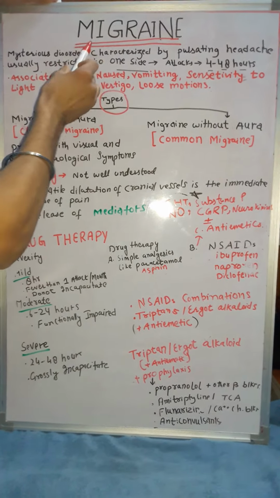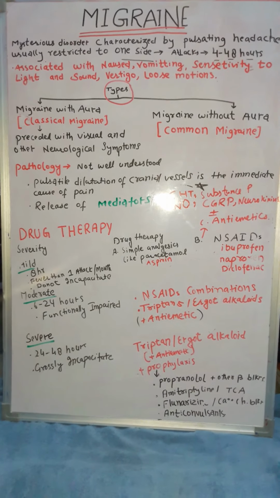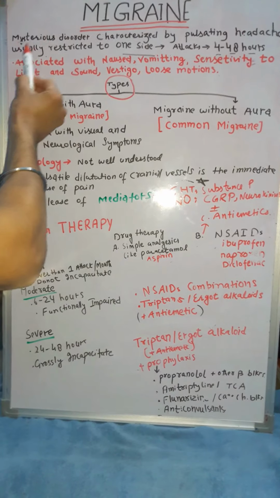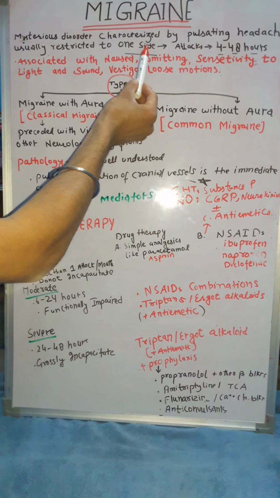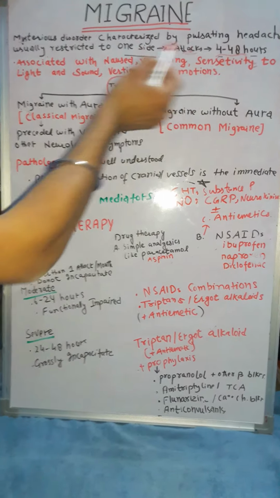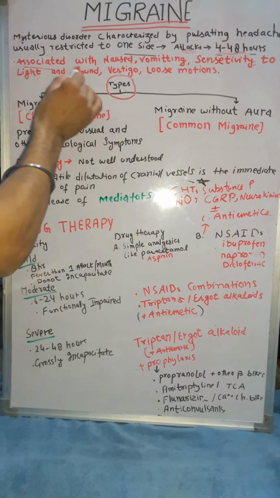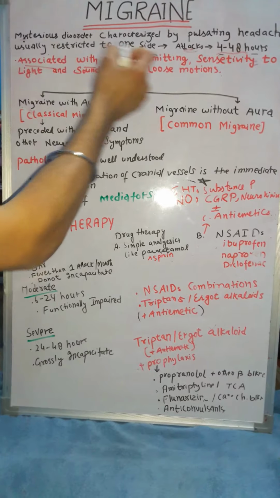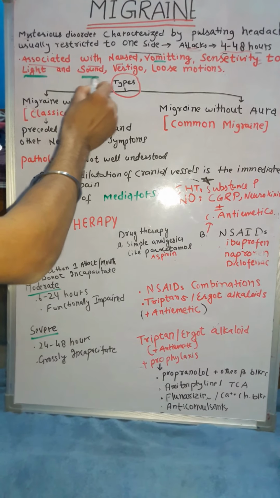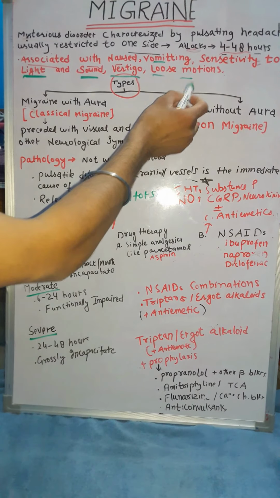So friends, today we are going to study about migraine. It is a mysterious disorder characterized by pulsating headache, usually restricted to one side, and it comes in attacks, and attacks last for 4 to 48 hours. Friend, it is associated with nausea, vomiting, sensitivity to light and sound, vertigo, loose motions.